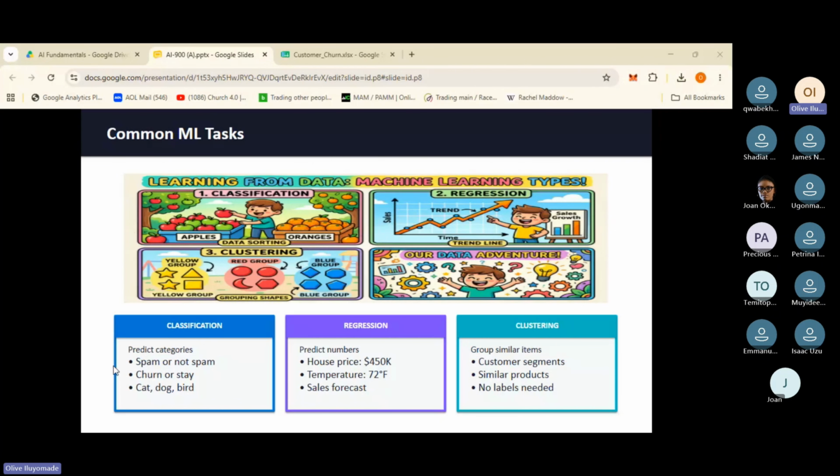Then we also have clustering. Clustering groups similar items, like the customer segments that we looked at before, or products that are similar, which will be grouped together, like various types of toilet roll all together. No labels are needed for that. We just see the similarity in the items and group them together. That's called clustering. So we have classification, regression, and clustering. All these tasks are what we use to train the model.